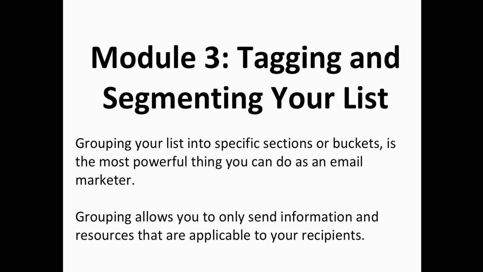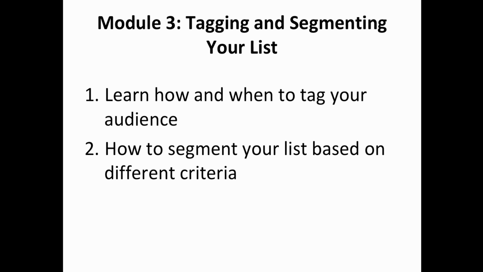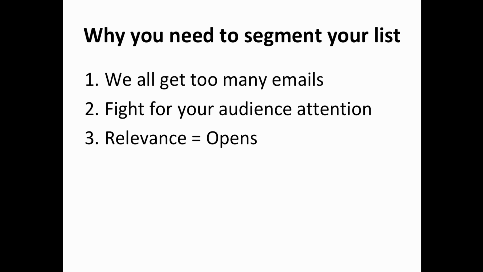Welcome to Module 3, Tagging and Segmenting Your List. Now, grouping your list into specific sections or buckets is the most powerful thing you can do as an email marketer. Grouping allows you to not only send information to the people that want to receive it, but you don't send information to people who don't want to receive it. So in Module 3, we're going to learn how and when to tag your audience, and how to segment your list based on different criteria.